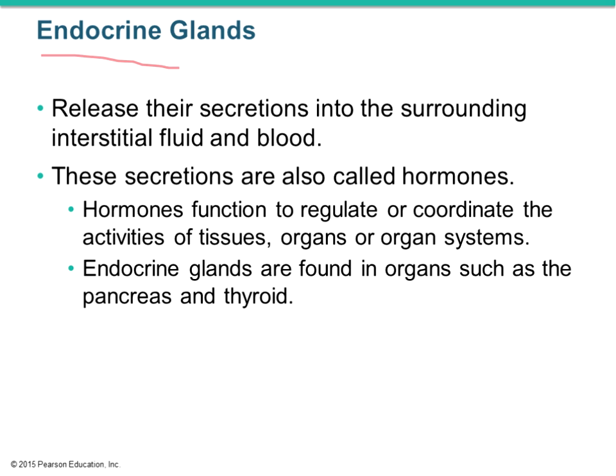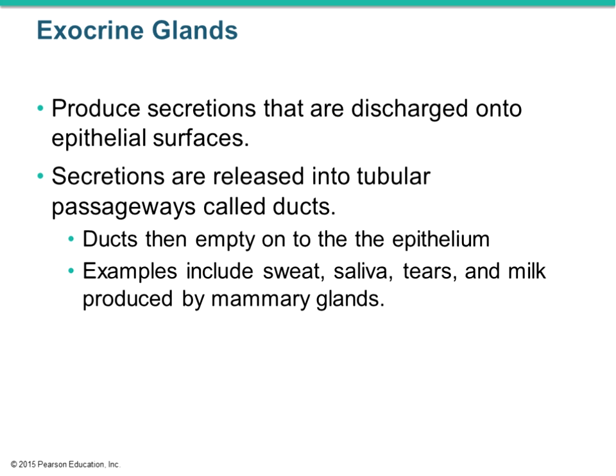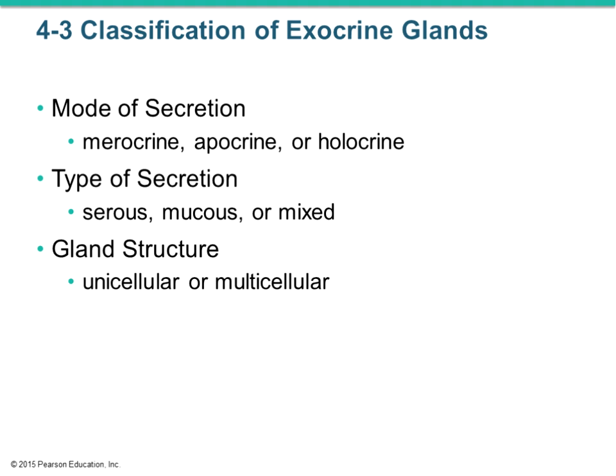So endocrine glands, right? Secretions are being released into the blood primarily. These are called hormones. Whereas what we're going to focus on is exocrine glands. Exocrine glands produce their secretions onto an epithelial surface, right? So things like sweat, saliva, tears, etc. These are all examples of exocrine glands, right?